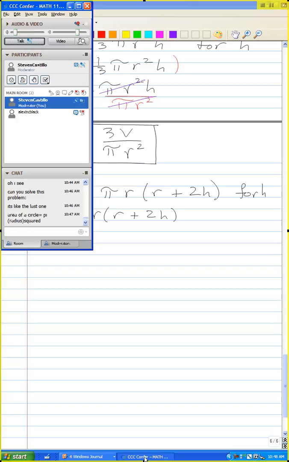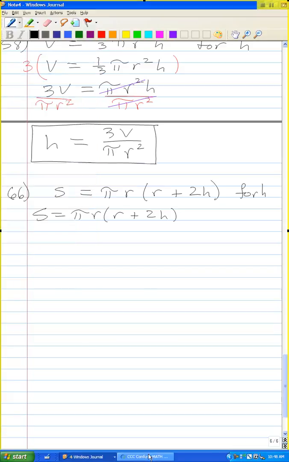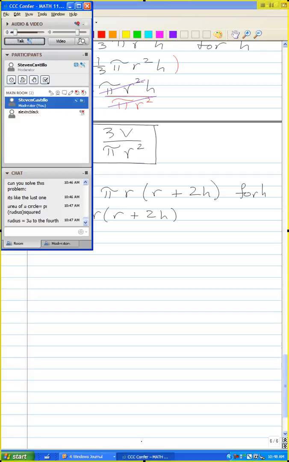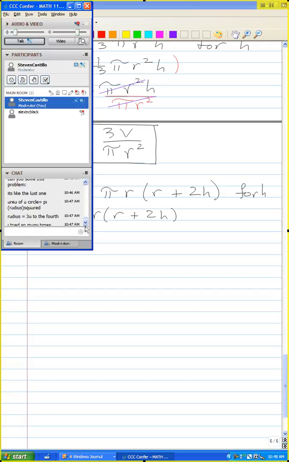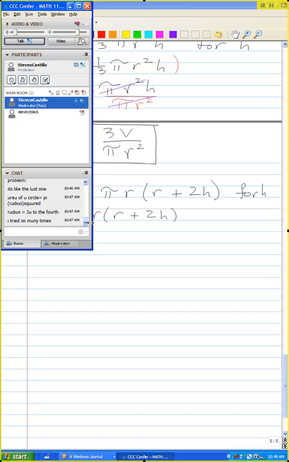Yes. So this is the area of a... I tried. Okay, so let me just see if I understand. Can you solve this problem? And what are you solving? Okay. So let me do this, and then I'll do that in one second.